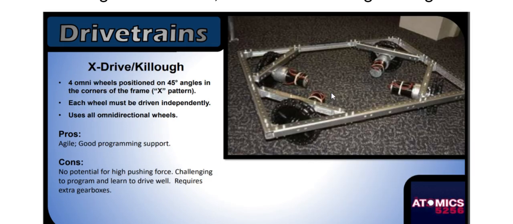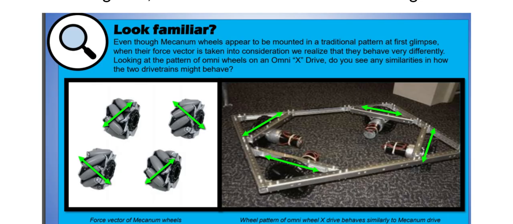Okay, so now you have an X drive. So X drive, and the way that works is you use omni wheels now instead of mechanism wheels, but you mount the omni wheels at a 45 degree angle. So typically you have all your wheels mounted at 90 degree angles, but with an X drive, you have your wheels mounted at 45 degree angles. Now you'll notice that it looks sort of familiar.